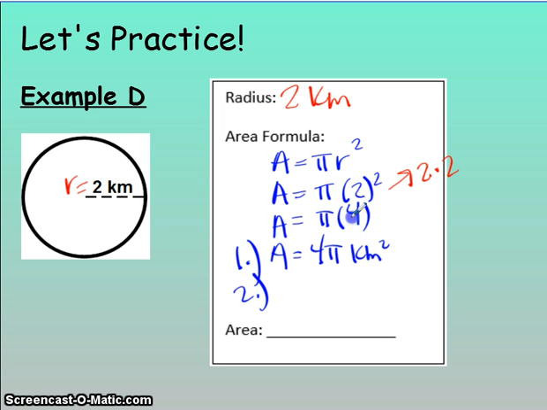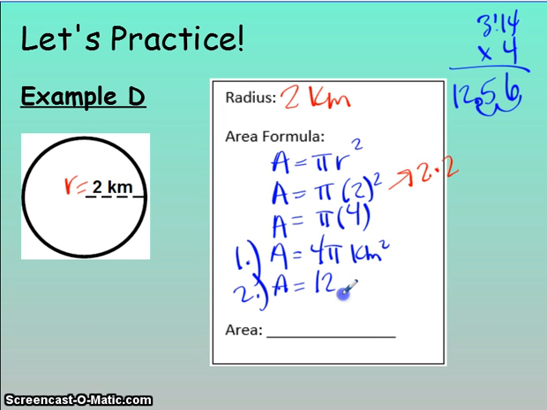Second answer, remember, you need to multiply the 2 values. So 3.14 times 4. Okay, here we go. 16, and then 5, and then 3 times 4 is 12. Move it twice. Your second answer, area is 12.56 kilometers squared.